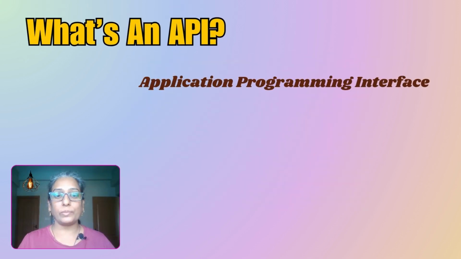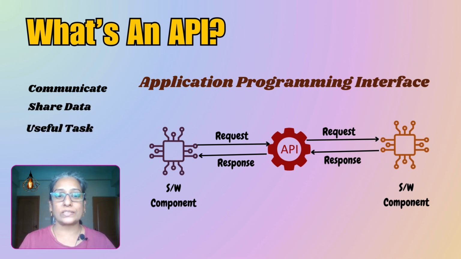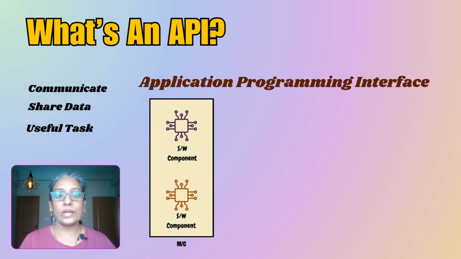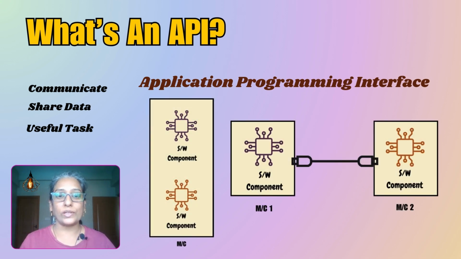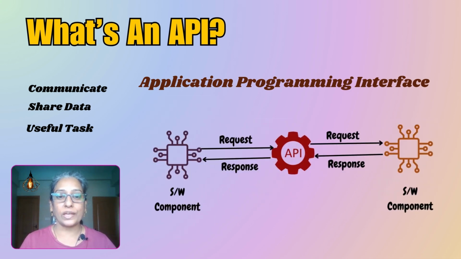An application programming interface or API allows two software components to communicate, share data, and perform useful tasks. These software components can reside on the same machine or different machines connected through a network. Using an API, a software component can request services from another software component without needing to understand its underlying architecture.